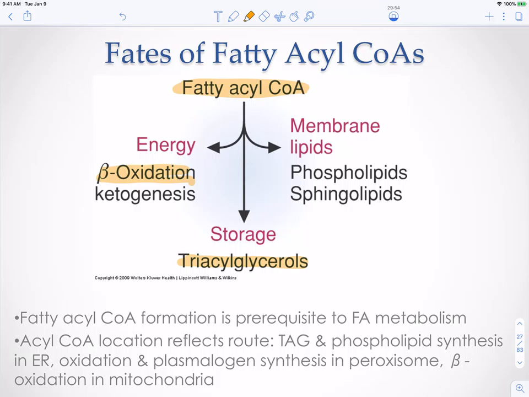So the fatty acyl CoA formation, again, is a prerequisite to all fatty acid metabolism. You can't incorporate the fatty acid into your membrane unless it has that CoA on it. You can't go back to a triacylglycerol unless you have that CoA on it, etc., or it can't be oxidized. Your acyl-CoA location reflects the route that it's going to be taking for different processes. So your TAG and phospholipid synthesis is going to occur in the ER. Oxidation and plasmalogen synthesis is going to occur in the peroxisome. And beta oxidation is going to occur in the mitochondria. Now, there also is some oxidation that occurs in the ER, but it's very minimal.